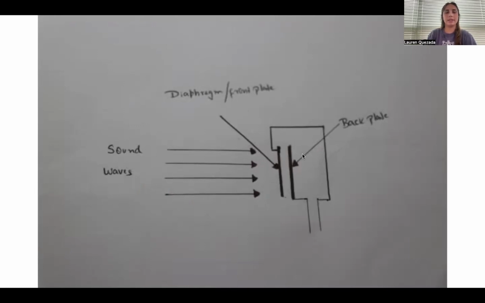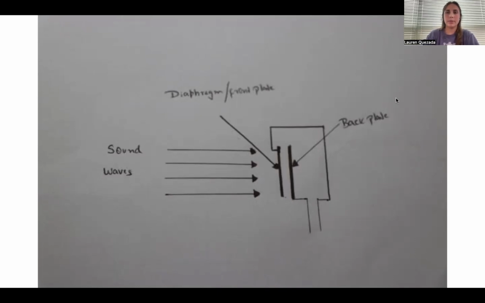So, what is a capacitor? The job of a capacitor is to convert sound waves into an electrical signal. And so when sound waves cause the diaphragm to vibrate, the distance between these plates changes, and this alters the capacitance. And this is what creates the fluctuating electrical charge that represents the original signal.